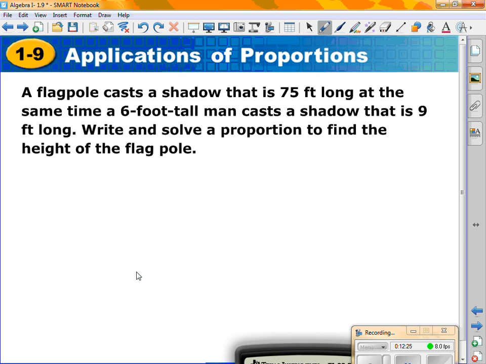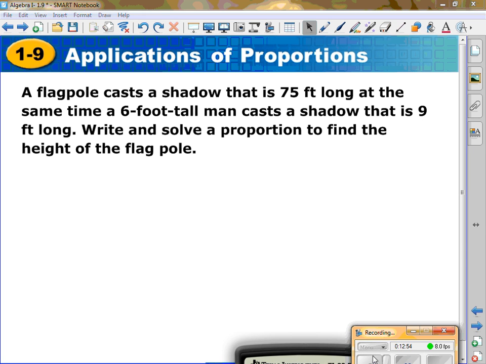Now, here's a different type. This is called indirect variation. A flagpole casts a shadow that is 75 feet long. At the same time, a 6-foot-tall man casts a shadow that is 9 foot long. Write and solve a proportion to find out how tall the height of the flagpole is. You see these types of problems all the time, on tests like PSSA, those types of questions. And a lot of the times you make it more difficult than it needs to be.